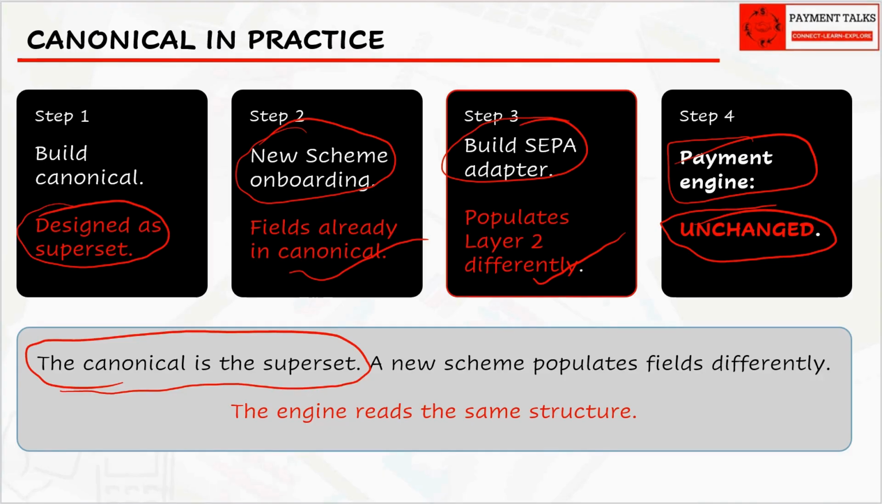If you design your canonical for the scheme you have today, the scheme you add tomorrow forces a schema migration that touches every downstream service simultaneously. Design it as a superset from day one.